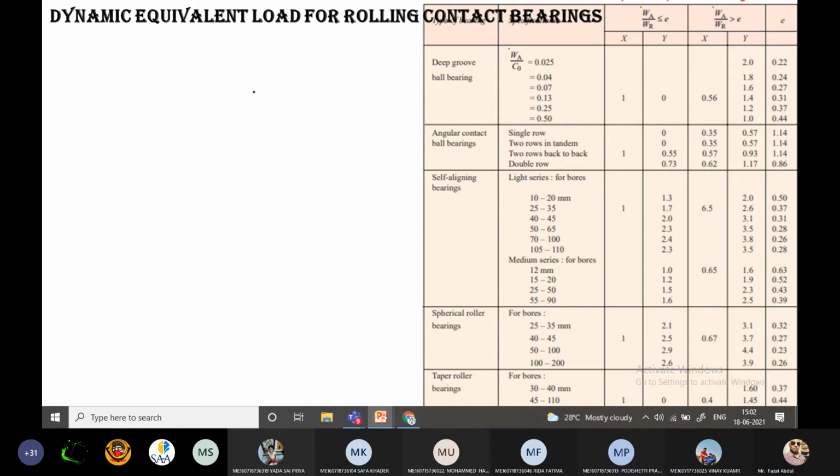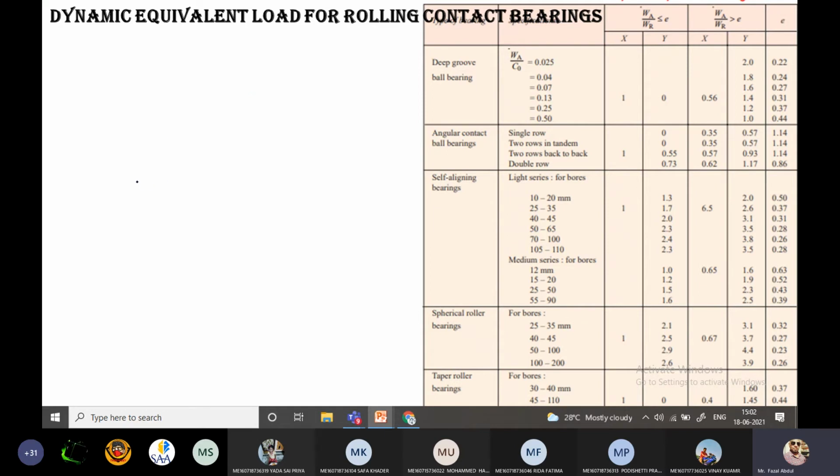otherwise thrust ball bearings, for which if we apply the total load with rotating inner ring and stationary outer ring, that would give the same life as the bearing will attain under the actual load condition.